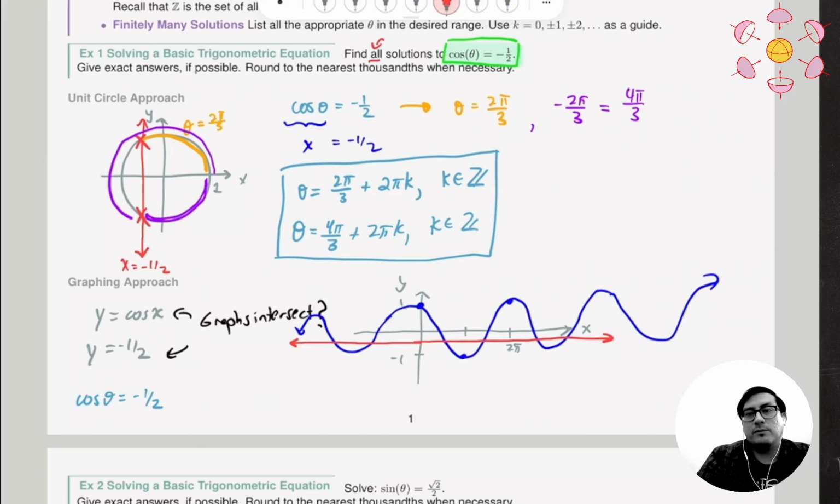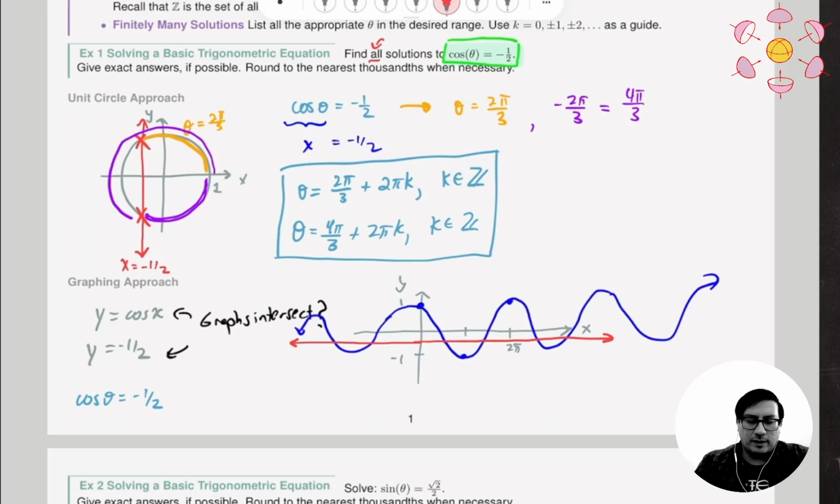Okay, now let me explain the reasoning for that, because this is kind of tricky, right? I chose x because cosine is x in the unit circle perspective. So that's why I drew the red line x equals -1/2, which is a vertical line passing through -1/2 on the x coordinate. But if I want to use the graphing approach, I have to switch my brain around. The x-axis is basically my angle, and then my y values are basically the output of the cosine function. So it's a totally different perspective, even though it's representing the same information.